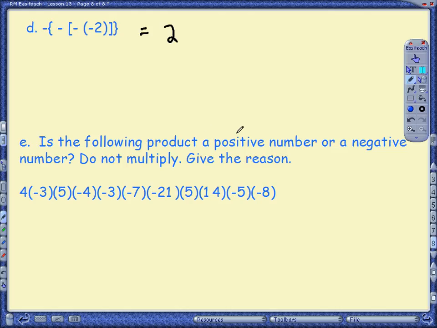And it says, following product, is it a positive number or a negative number? Do not multiply, give the reason. Well, that means we have to count our negatives. So we have negative 3, 1, 2, 3, 4, 5, 6, 7, odd number, and that is a negative product. And this concludes lesson 13.